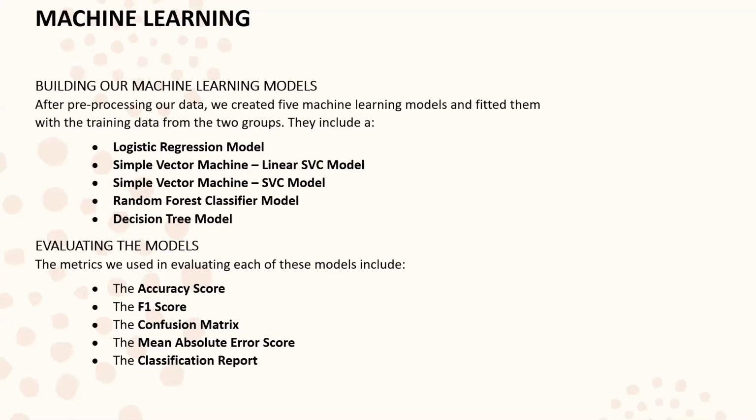So we chose to build 5 models: the logistic regression, the support vector machine, and the other ones as you can see here. And we used 5 means of evaluating those models, 5 metrics to be precise: the accuracy score, the F1 score, a confusion matrix, the mean absolute error score, as well as the classification report.